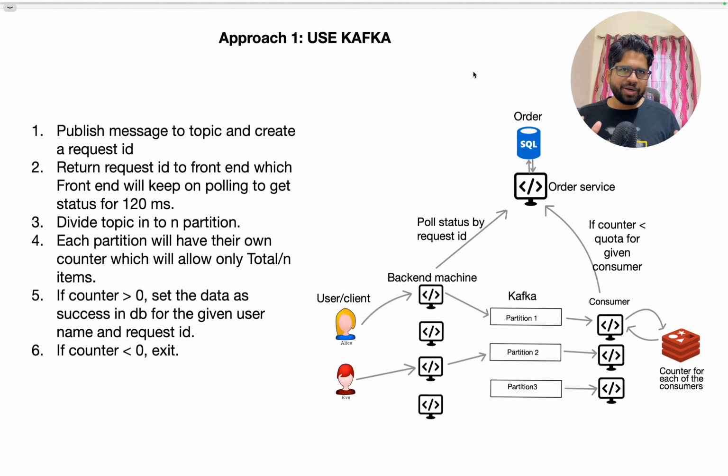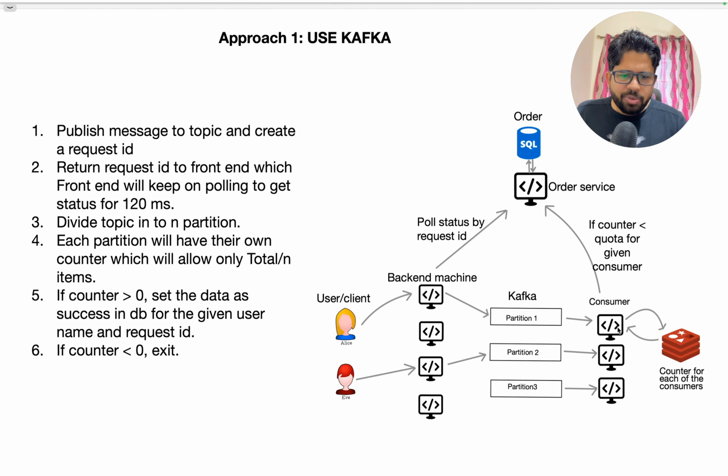So let's talk about the advantages and disadvantages of this approach. It will work fine, but there is one caveat: it will not honor the latency of 100 milliseconds. So here is how it looks. You have lots of users. I'm considering 2 users, Alice and Eve. They both are trying to compete with each other by making the first booking. Their requests go to different backend machines. Their requests land in the Kafka cluster. They can land in different partitions of Kafka, and then the consumers will consume one by one.